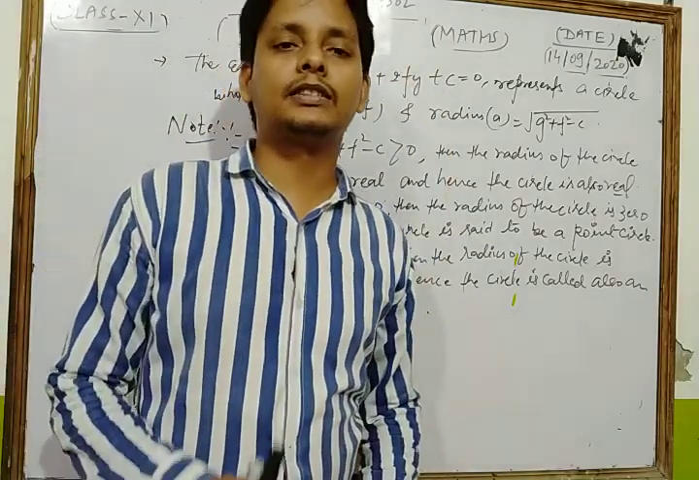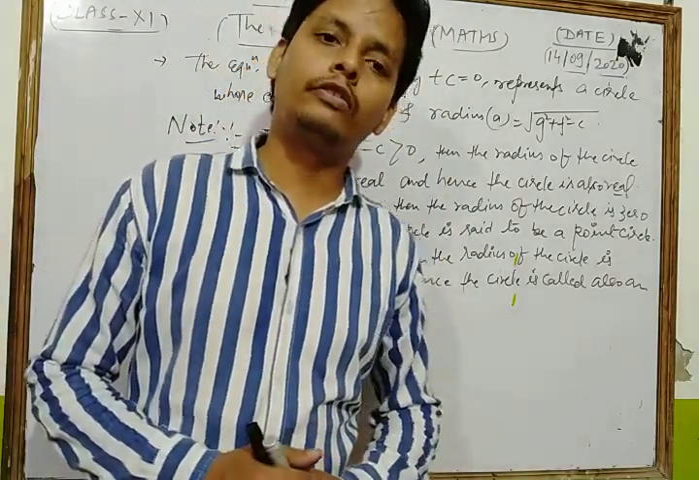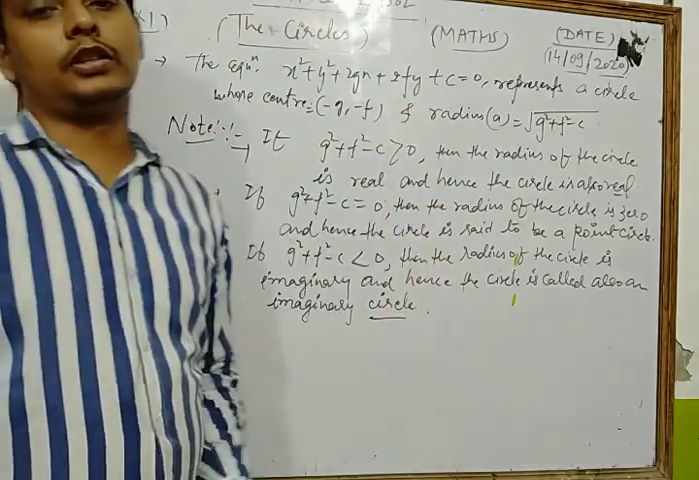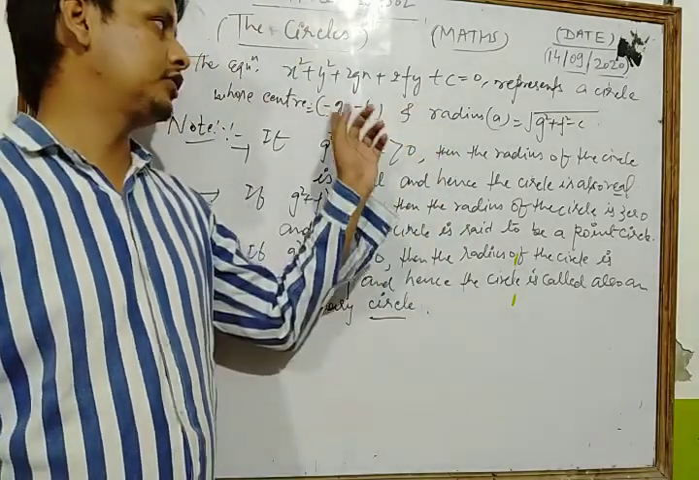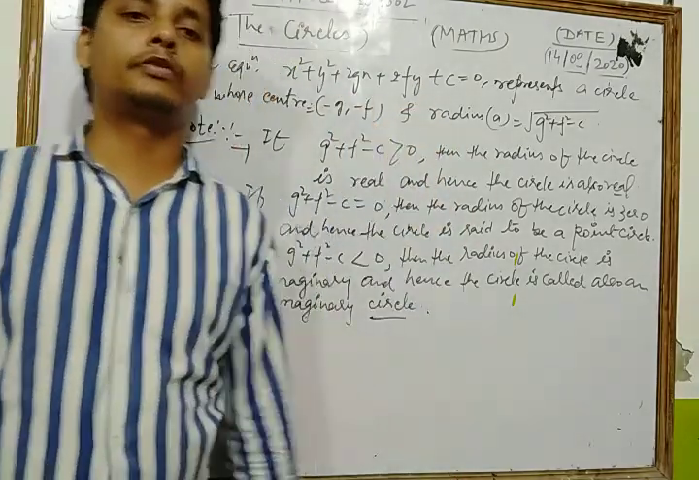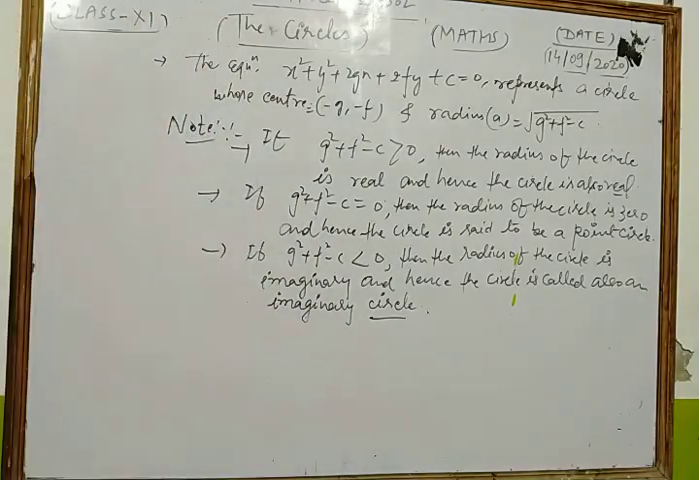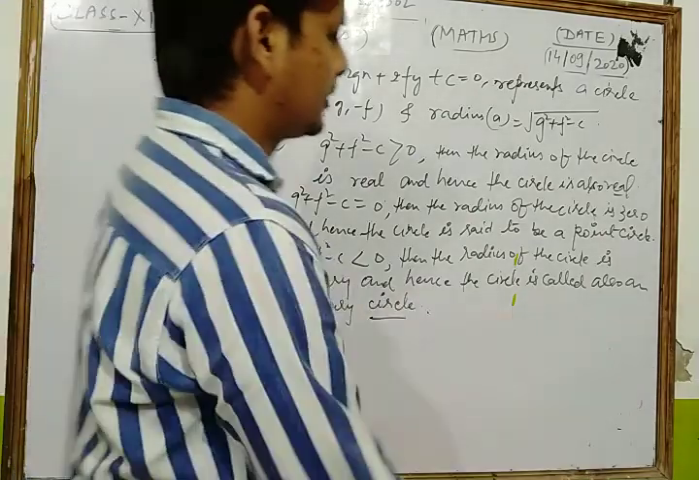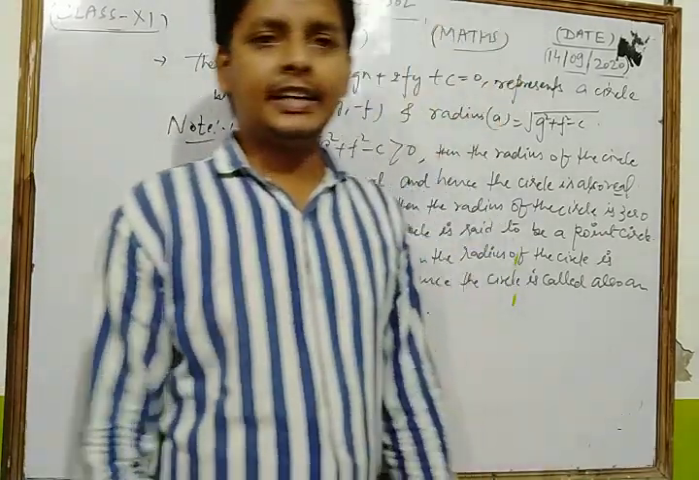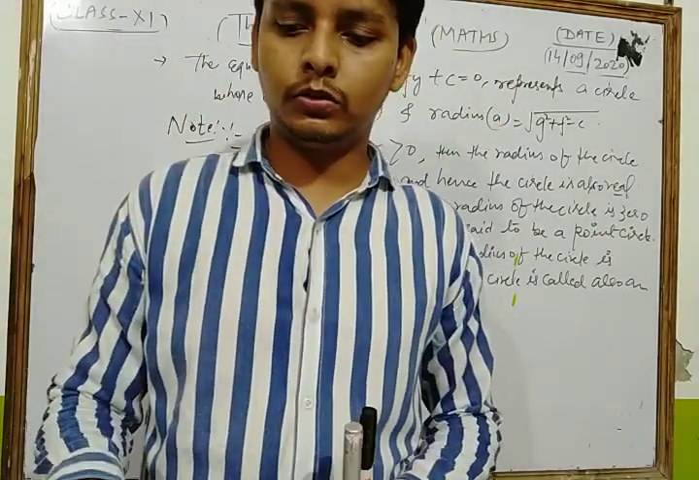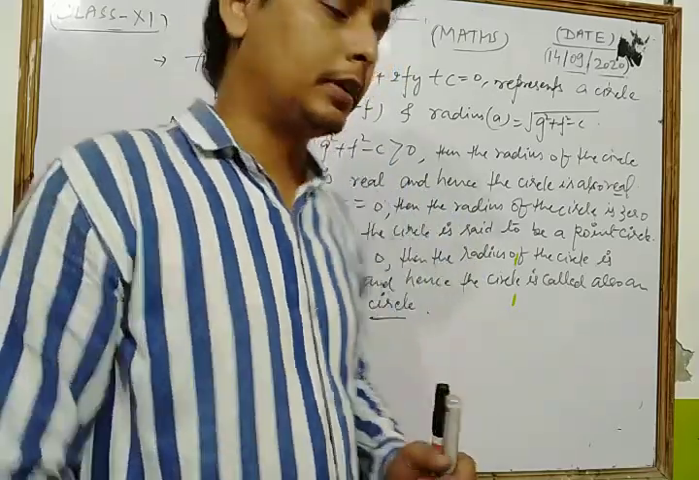So these are some important features of the general equation of the circle, with center (minus g, minus f) and radius equal to the square root of g square plus f square minus c. Now, dear students, we take and solve some important questions based on that topic. Let's see.